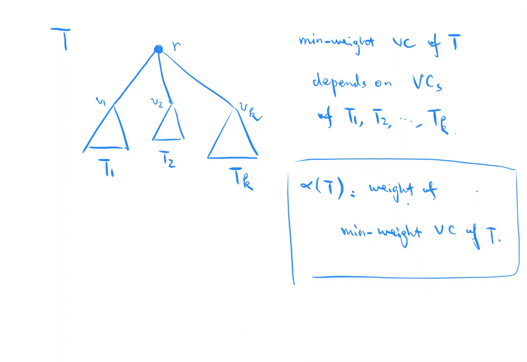So once we define alpha t to be the weight of the minimum weight vertex cover of t, we can try to get a recurrence relation for alpha t with respect to the alpha values for its subtrees. That's a very natural way to do it. So let's see. We can write alpha t, based on its subtrees, alpha 1, alpha 2, up to alpha tk.